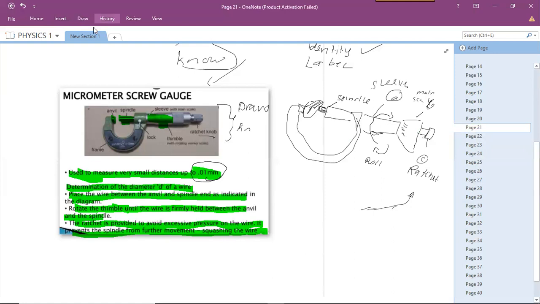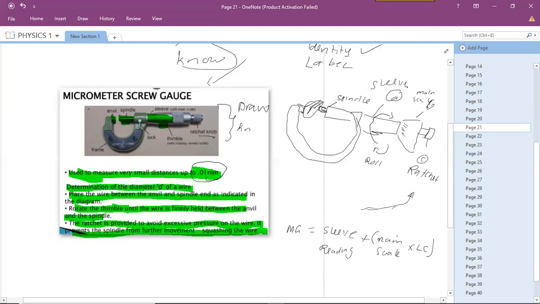So how do we take measurements using the micrometer screw gauge? More or less the same as the Vernier caliper, but for a micrometer screw gauge, we're going to get our sleeve reading, then we're going to add it to our main scale reading multiplied by our least count, which is 0.01. But remember, Vernier caliper, 0.01 centimeters; micrometer screw gauge, 0.01 millimeters.